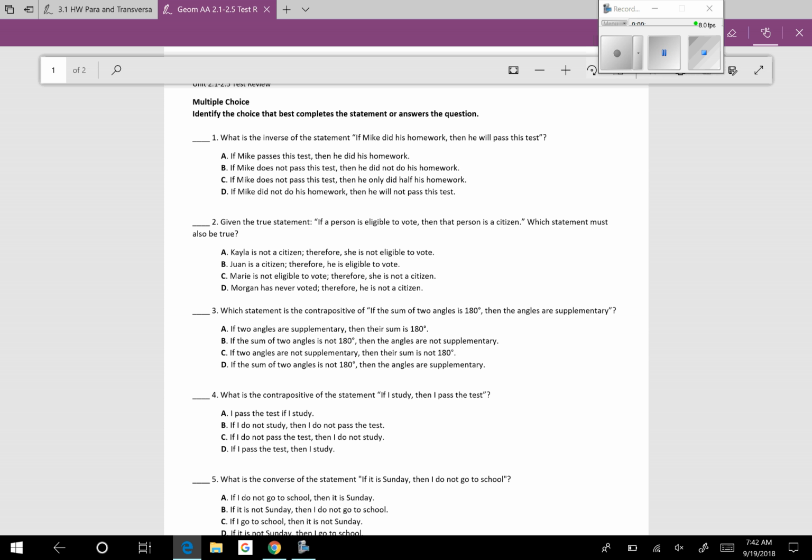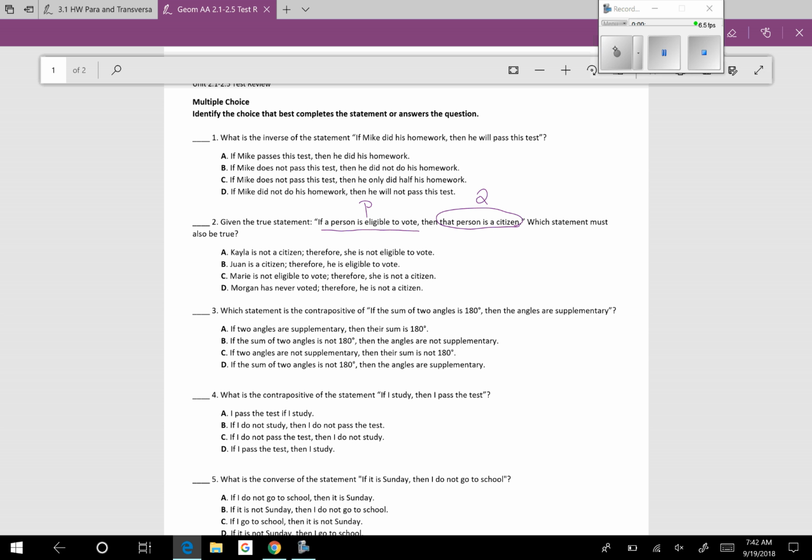First thing you always need to do is underline your hypothesis. A person is eligible to vote, that's our hypothesis, and label it with P. Then circle our conclusion: that person is a citizen, and that is Q. Then we go through the statements and decide if they're true or false. Remember, if you can find one counterexample, then that would be false. Let's start from D and go up to A.